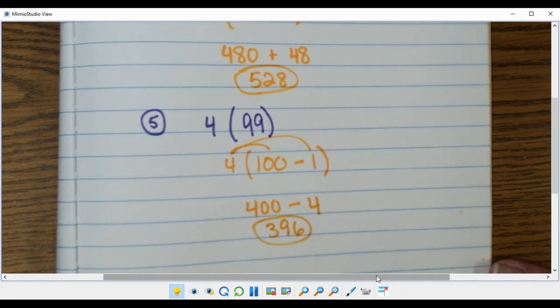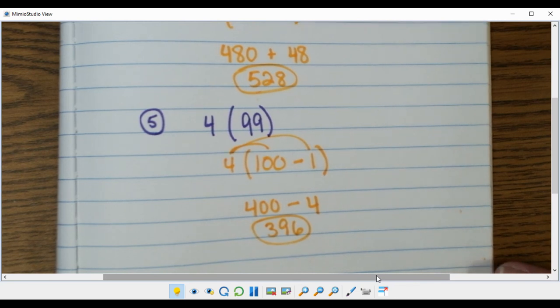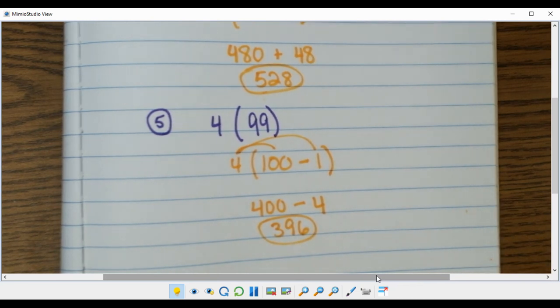So you can also use distributive property to do some mental math. There's one other thing that we're going to do with distributive property, but I'm going to hold off on that until tomorrow. I really want to master the giving out part of it today before we start talking about the collective.